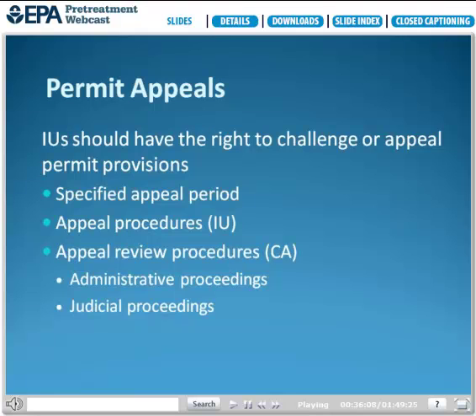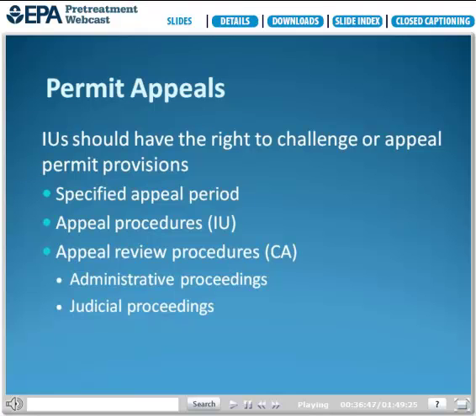Once the final permit is issued, industrial users should have the right to challenge or appeal specific provisions in the permit that they believe are contrary to law or an unreasonable exercise of the control authority's discretion under that law. The control authority might consider establishing within its legal authority an administrative forum where interested parties can request consideration of specific conditions. Such an administrative appeal process may allow for legitimate errors to be corrected without expending the resource requirements of a judicial proceeding.